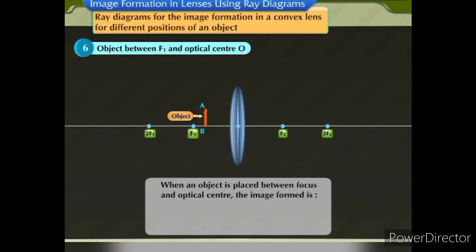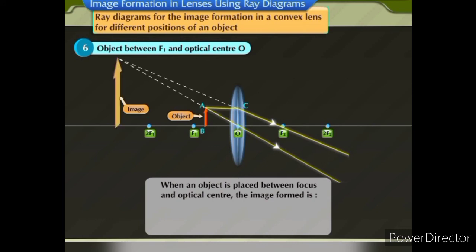Object between F1 and optical center O. The rays AC and AO diverge after passing through the lens. They appear to come out of a point on the same side of the lens as the object. This gives rise to a virtual, enlarged and erect image of the object.